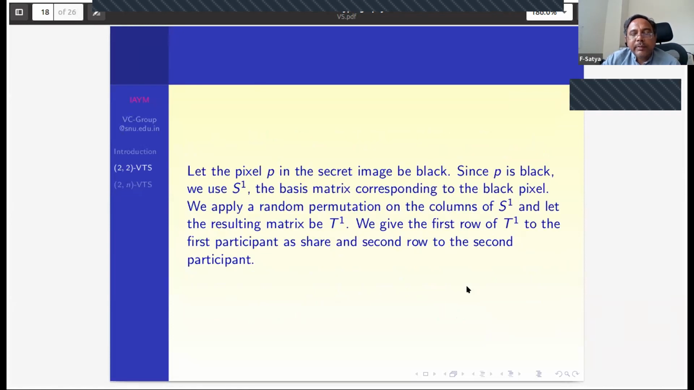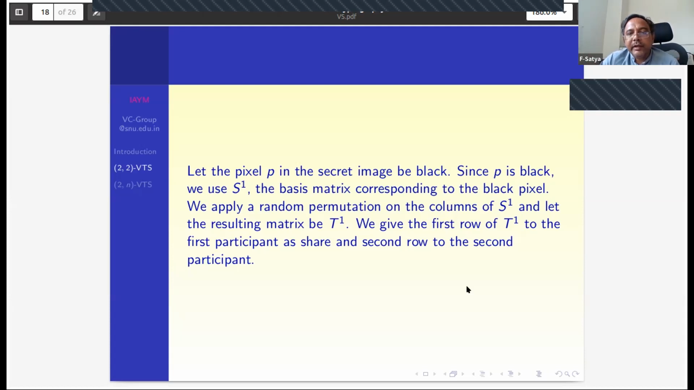Now let the pixel be in the secret image. So we can write a program also. The original message is black and white, then you convert it into two shares, which you can create and give to the two persons. We do it by using computers.